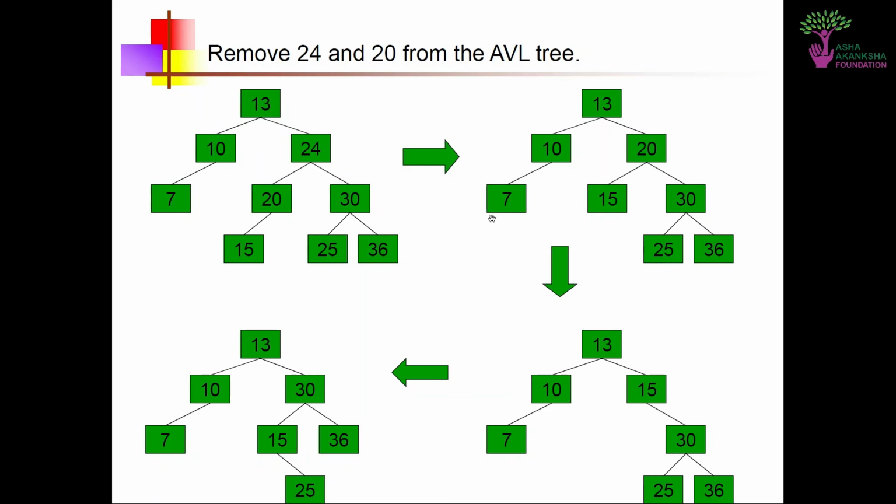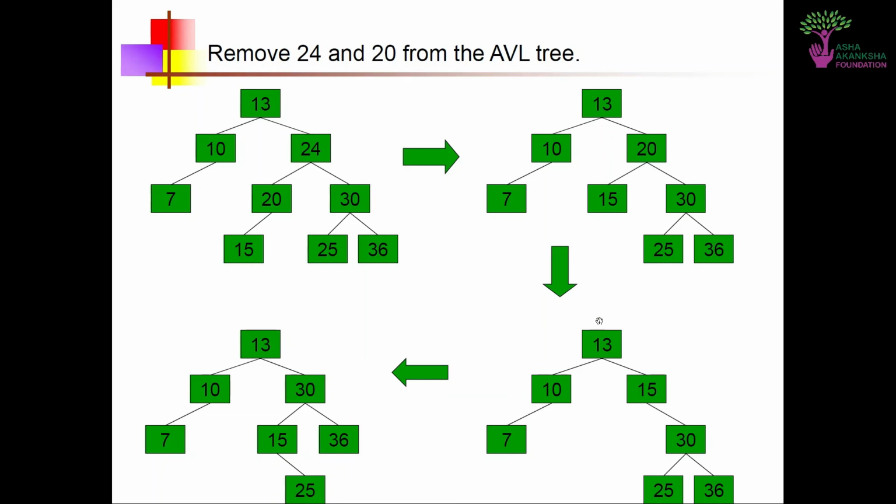So now let's say we had to remove 24 and 20 from the AVL tree. First of all, let's remove 24. So 24 was here. On deleting, we get something like this. We added the rightmost value of the left subtree, which was 20 in this case. So 20 became a node here, 15 came to the left, everything else remains the same. Then we check: the AVL property is perfectly fine, so no problem.